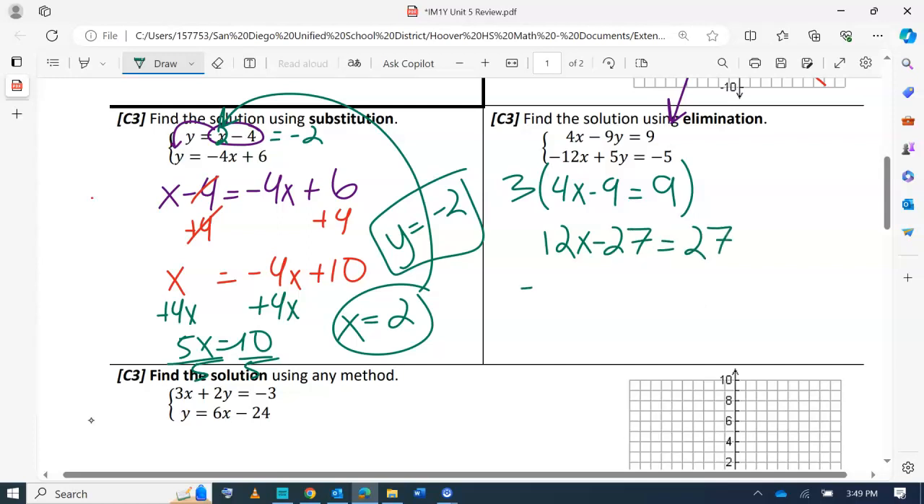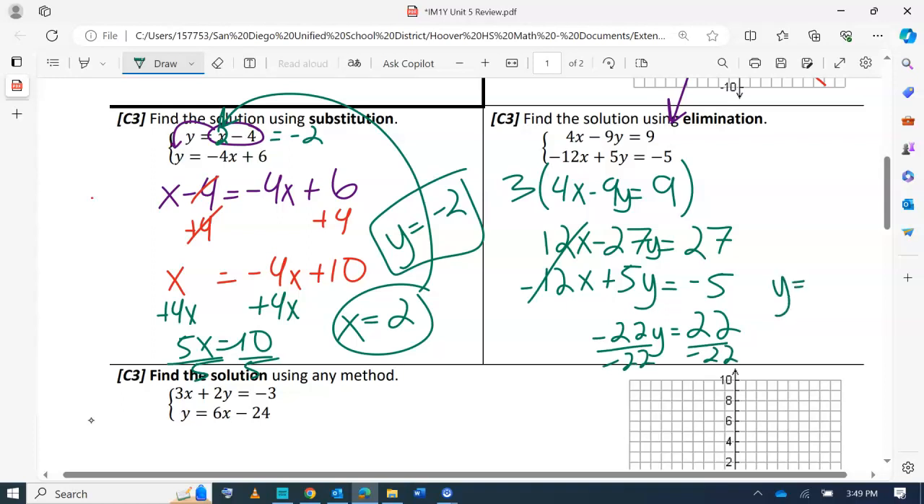And then we have negative 12x plus 5. Oh, there's a y here. Yeah, there's a y. Sorry, I realized I read that y and y. Y equals negative 5. Okay, so then we're going to add everything together. So these cancel off. We get negative 27y plus 5y is negative 22y is equal to positive 22. Divide by our negative 22. And we get y is equal to negative 1.